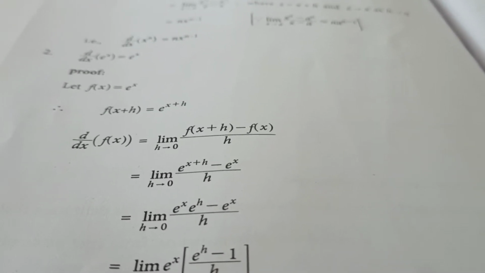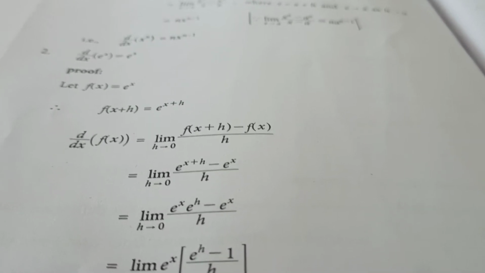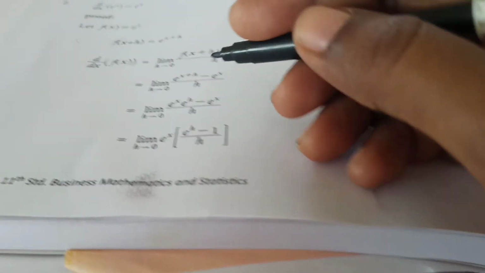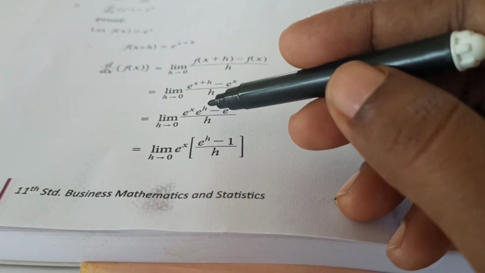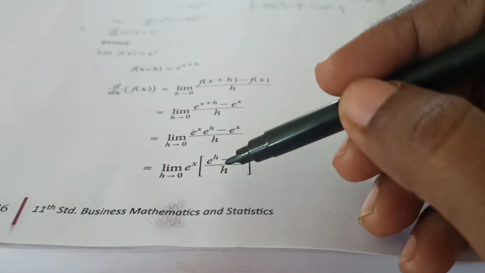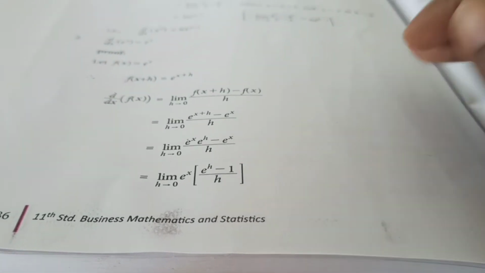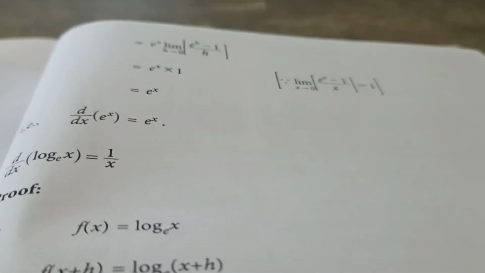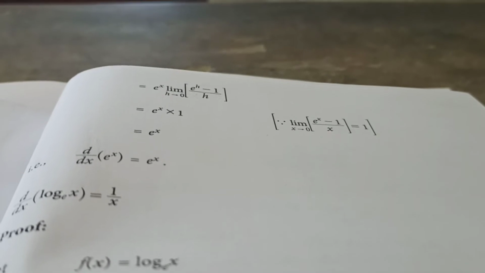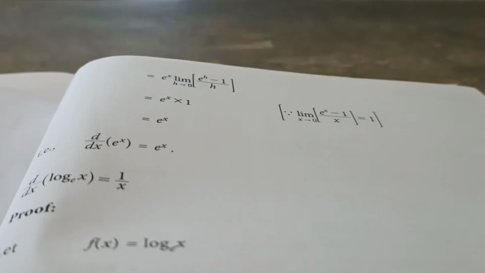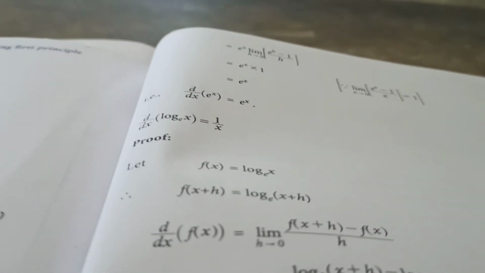Limit h tends to 0, f of x plus h means e power x plus h minus e power x divided by h. So here we are going to split this e power x plus h into e power x into e power h. So what will happen? e power x into e power h minus e power x. Here what is common? e power x is common. e power h minus 1 divided by h. So what you need to apply here? Limit h tends to 0. In the place of h we will substitute 0. So what's the value? 1 is the value. Already you have learned e power h minus 1 divided by h, the value is 1. So if we substitute, we will get e power x. Understand? Okay.